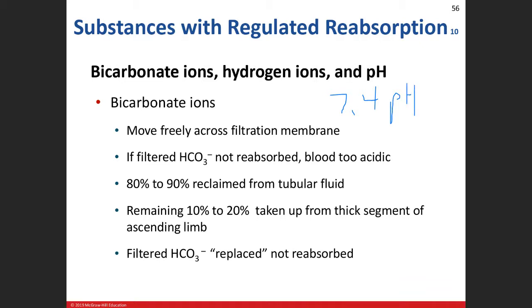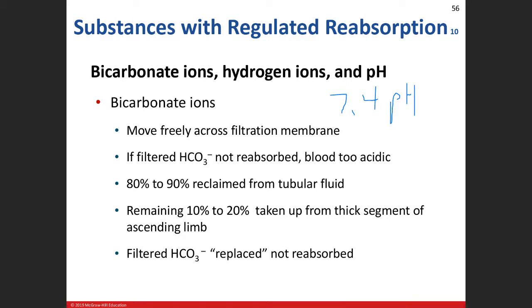Now remember, pH is a scale from 0 to 14, and the lower it is, the more acidic it is. The higher the value of something is, the more basic or alkaline it is. 7 is neutral. It falls right in the middle. Hydrochloric acid, the acid that gets produced in your stomach, has about a 1 to 2 pH value.